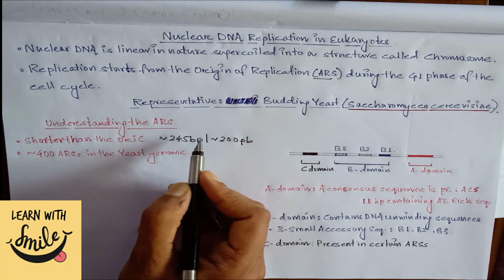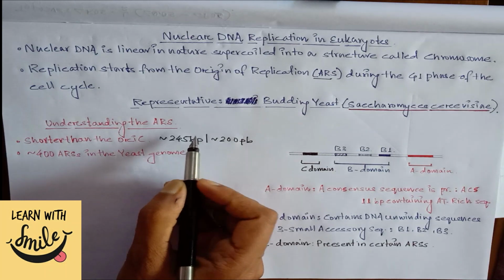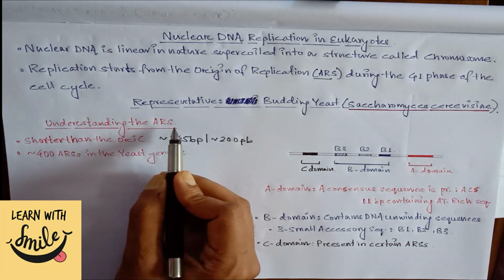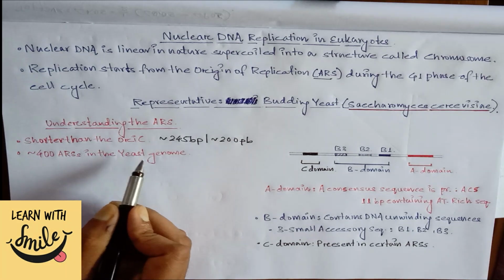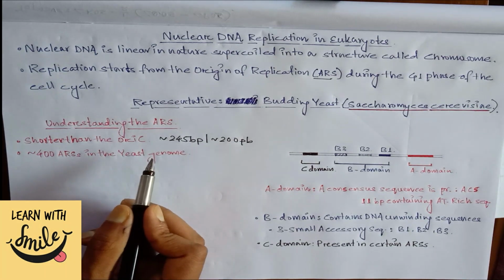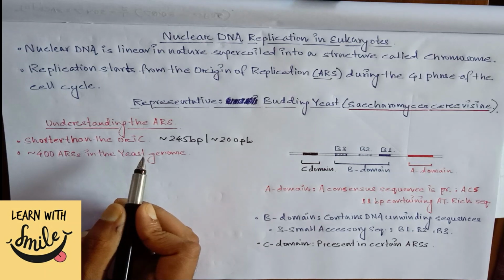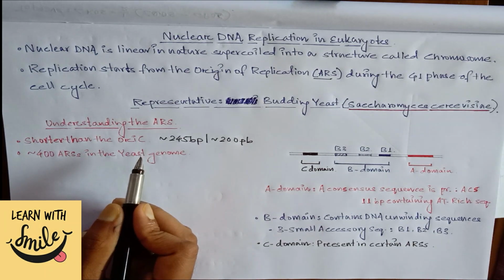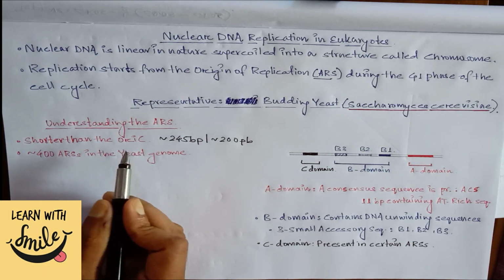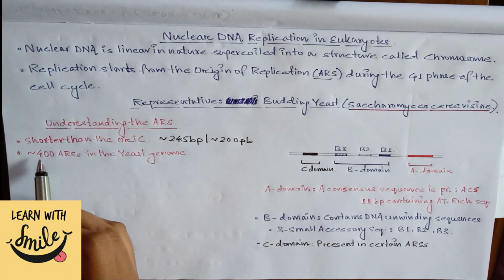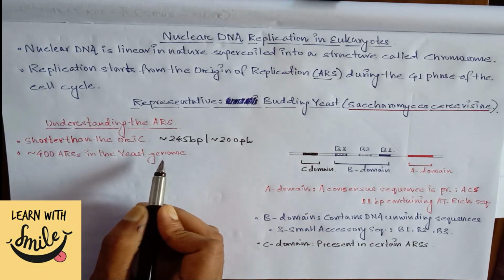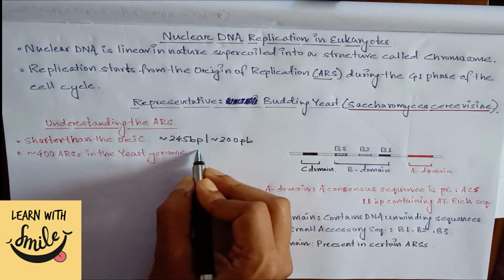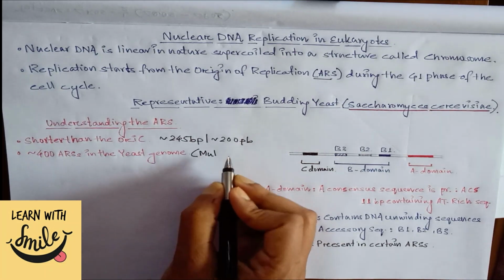Now, unlike the prokaryotic origin of replication, the eukaryotic origin of replication, or the ARS, has approximately 400 ARSs in the yeast genome. In case of prokaryotes, we have seen that there was only one ori C. But unlike that, we have approximately 400 origins of replication in the yeast genome. In other words, the eukaryotic genome is multi-repliconic in nature.